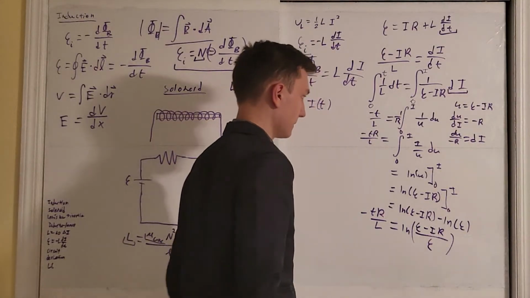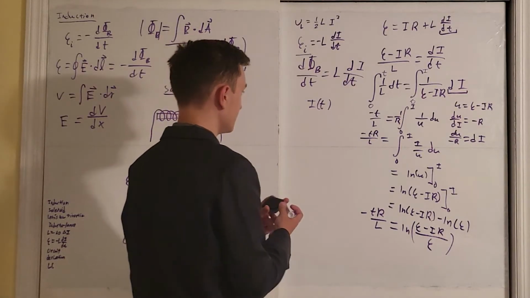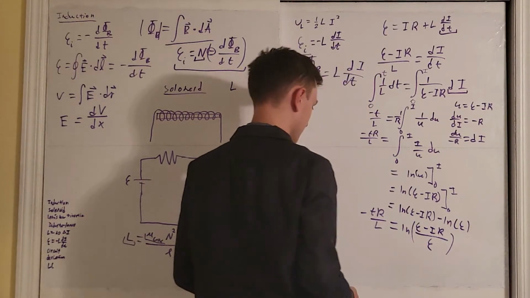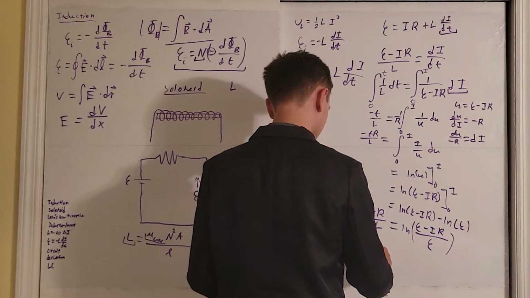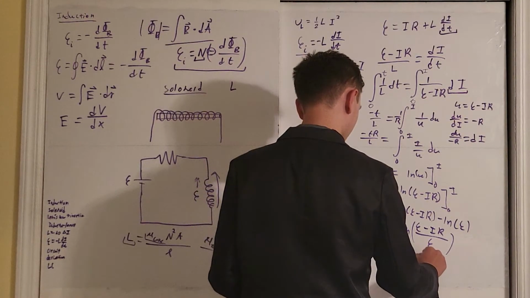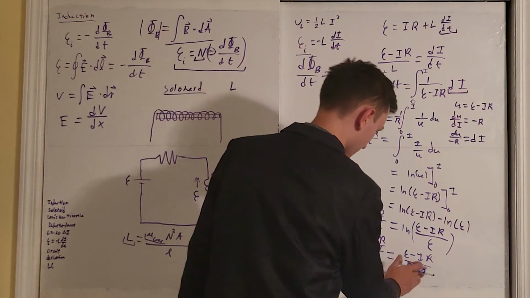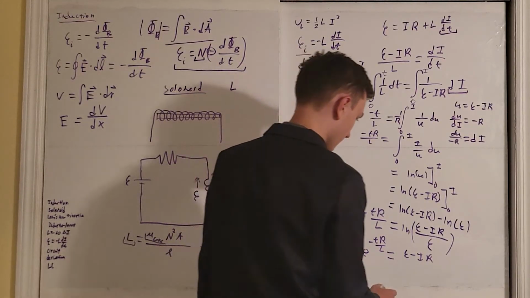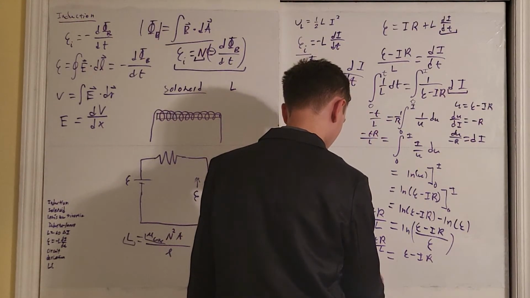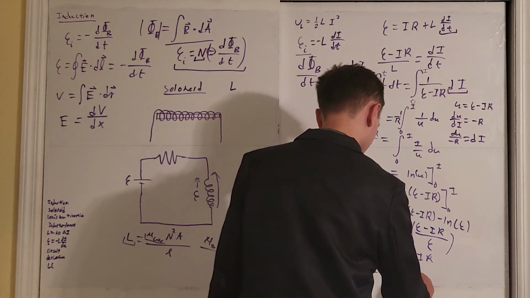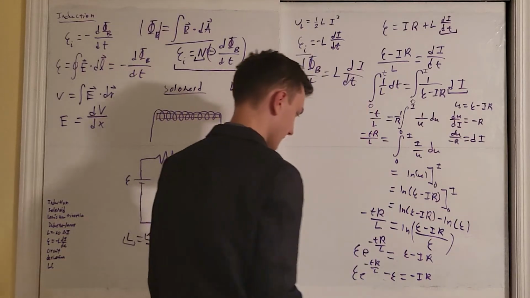Now that I'm here, I'm going to step back and say, wait a minute, I wanted current as a function of time, so I need to isolate I. First things first, I need to raise e to both sides. E to the negative tR over L is going to equal epsilon minus IR over epsilon. I'm going to multiply both sides by epsilon right here. I'm going to subtract epsilon from both sides. Epsilon e to the negative tR over L equals, I'm sorry, not equals, minus epsilon equals negative IR. Multiply both sides by negative 1.